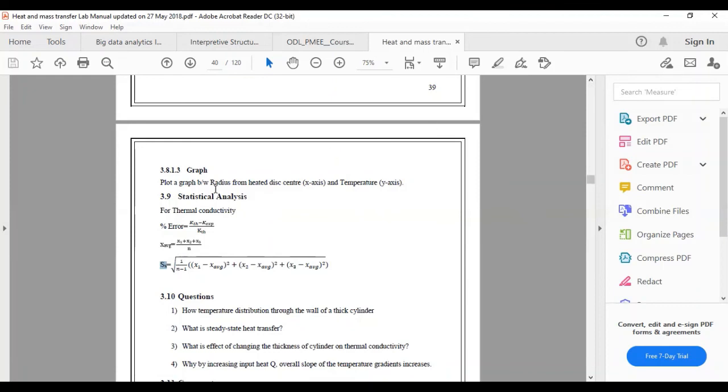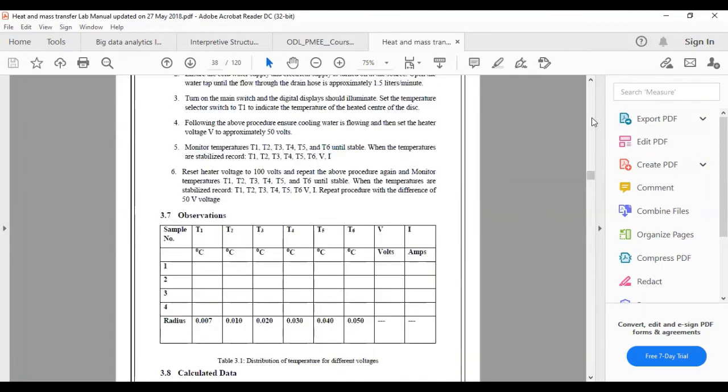The final work is to draw a graph. You will plot a graph between the radius from the heated radius and the temperature. I will show you it in the table. These are the different values of temperatures, and you will plot their graph against these values of radii. You will take the radii on the x-axis and the temperatures on the y-axis. If you have 4 sets of readings or observations, you will have to draw 4 graphs. So this is all about the experiment, lab session number 3.